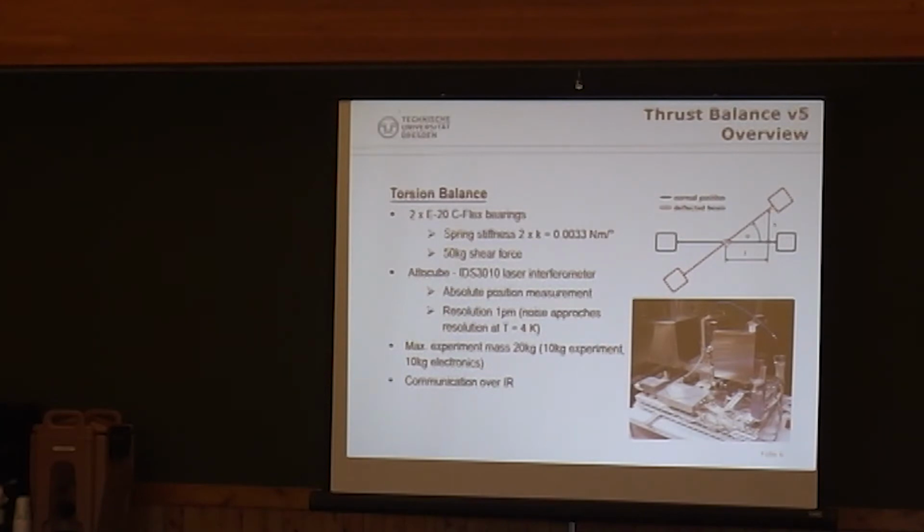For a displacement sensor we use the attocube IDS 3010. It measures the absolute position and has a resolution of 1 picometer. But the noise of the interferometer is 1 nanometer. If you cool everything down, the noise should approach the resolution, but for us the noise is the most important thing, and it is 1 or 2 nanometers.